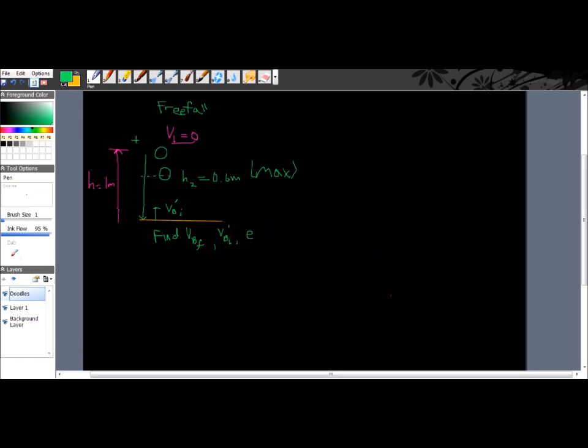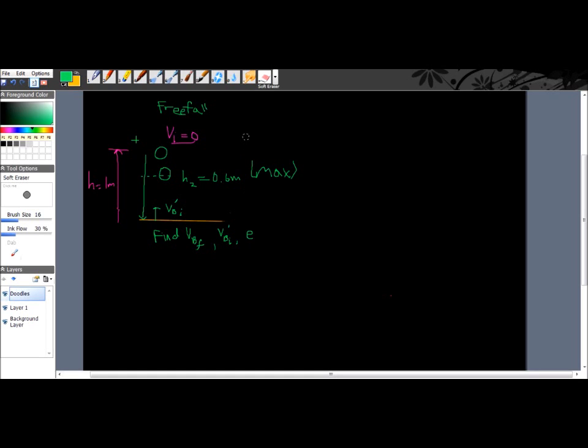So now we will look at inelastic collisions, and what that means is we're going to have to deal with this coefficient of restitution E, which is the easiest way to relate velocities of objects right before their collisions and their velocities right after collision.